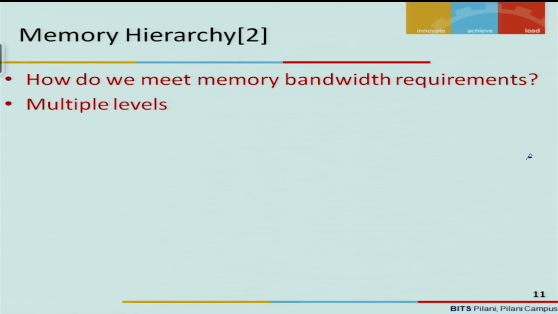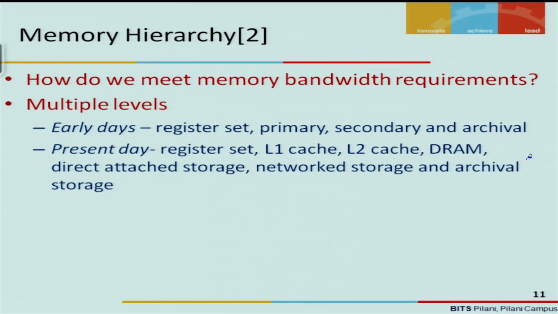So there is the notion of multiple levels of memory; there should not be only a single level of memory. Earlier, this is how multiple levels of memory came into the picture. The register set is the closest to the processor, then the primary memory, then secondary memory, and then the archival. In present day, how have these multiple levels changed?